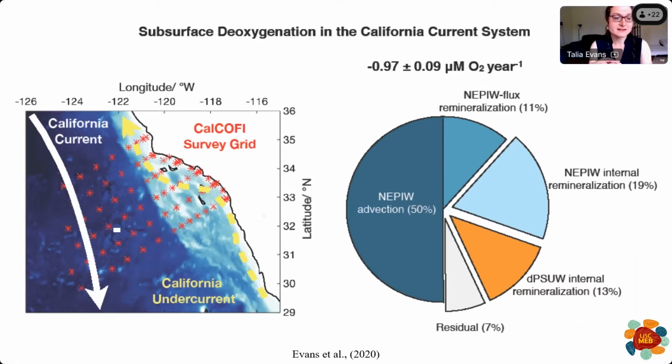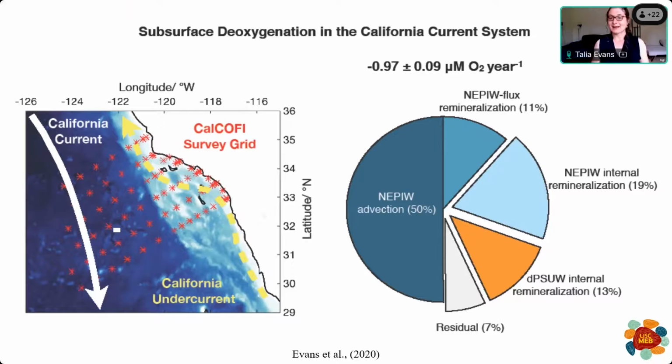I did a different little data analysis of the CalCOFI data sets, and I found that one water mass, that deeper one, the NEPIW off Mexico, is responsible for 80% of the loss of oxygen, which is about 1 micromole per year across that data set. So that's a very important controller on that.